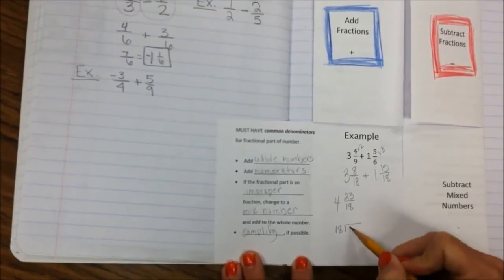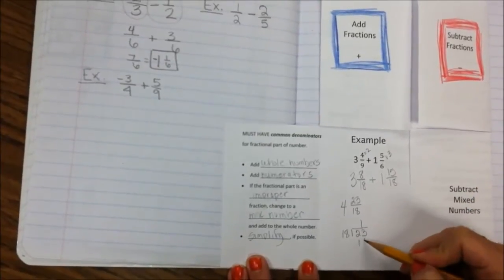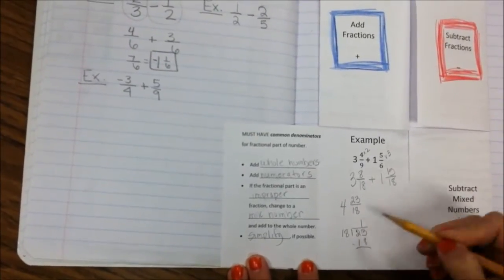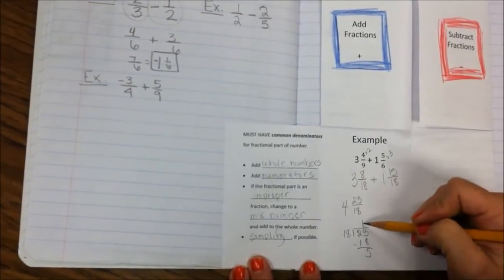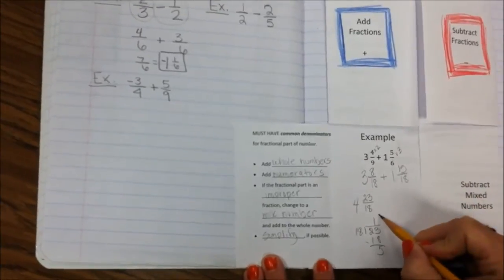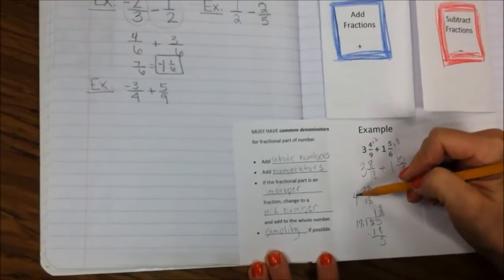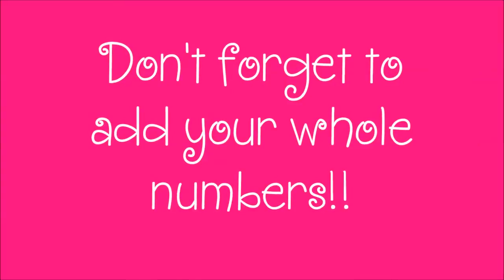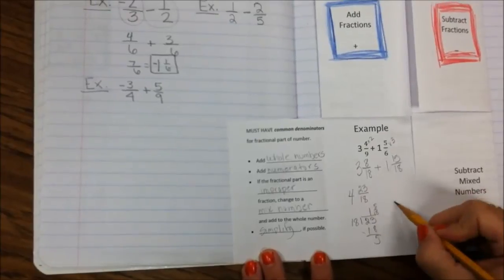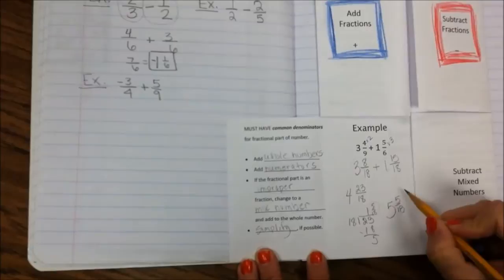Just the fraction part of it. So 18 goes into 23 one time. So my new mixed number is 1 5/18. And I'm going to take that and add it to the whole number. So 1 plus 4 is 5, and then my fraction is going to remain the same as 5/18.